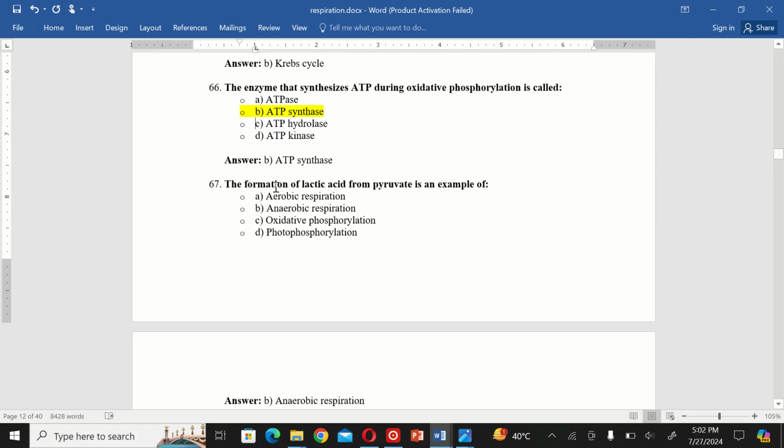The next MCQ is: the formation of lactic acid from pyruvate is an example of A. Aerobic respiration, B. Anaerobic respiration, C. Oxidative phosphorylation, and D. Photophosphorylation. So the correct option is B, anaerobic respiration.